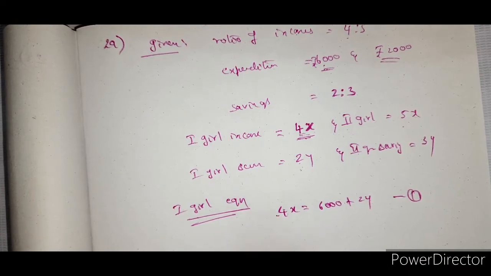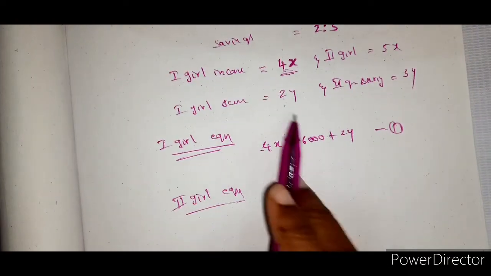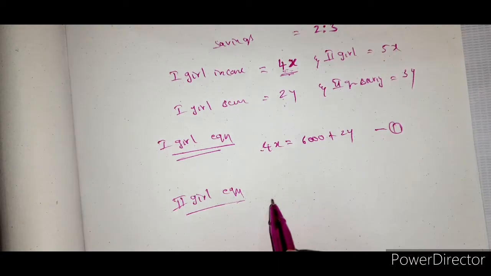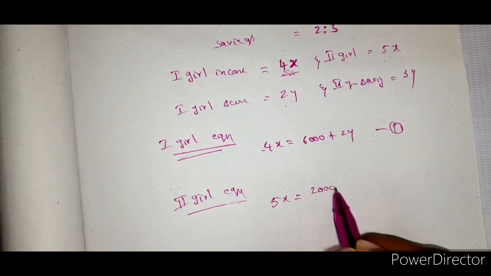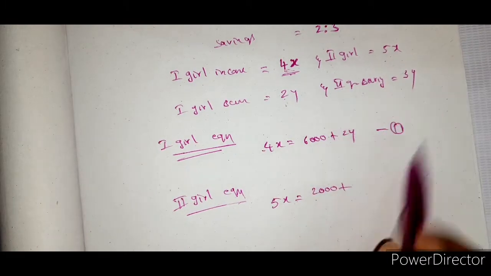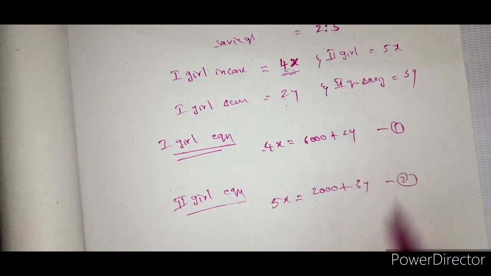Now we will write the second girl's equation. What is the second girl's income? 5x. What is her expenditure? 2,000. Plus what is her saving? 3y. So this is the second equation.